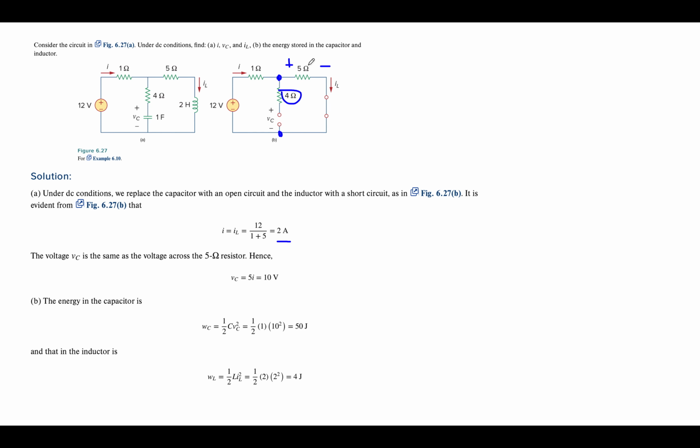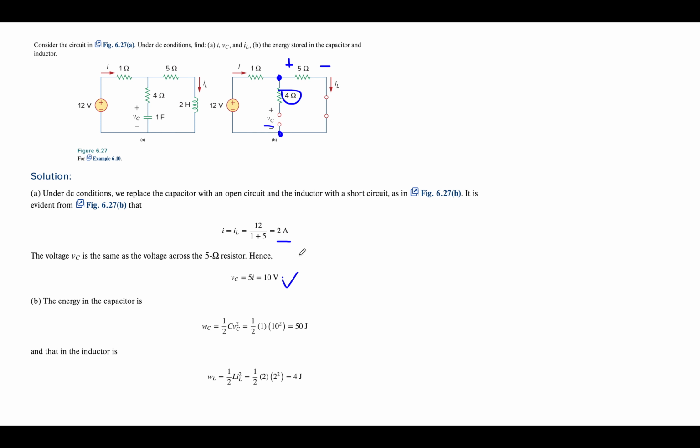The 10 volt drop occurs between the top and bottom node because the 5 ohm resistor in this path is the only thing that's there. So that must mean I must have a 10 volt drop across this branch as well. The voltage across the 4 ohm resistor is 0 because this is an open, so the entire 10 volts will appear across the capacitor. So there's my DC voltage across the capacitor.